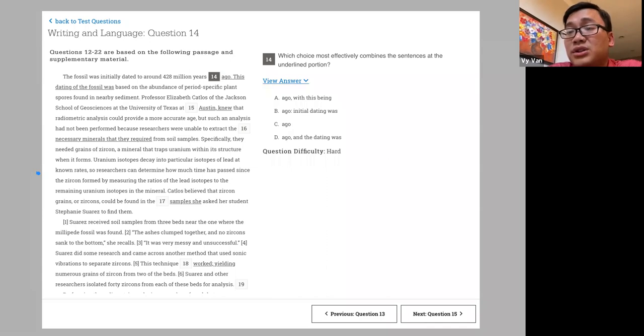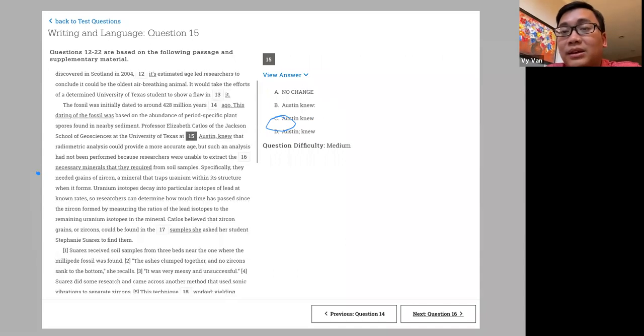Okay, so let me just double check. It is C. So again, the trick to combining sentences is you go to the shortest choice. If it's grammatically correct and it conveys the same message from the two sentences, it's always the right choice. Okay, moving on.